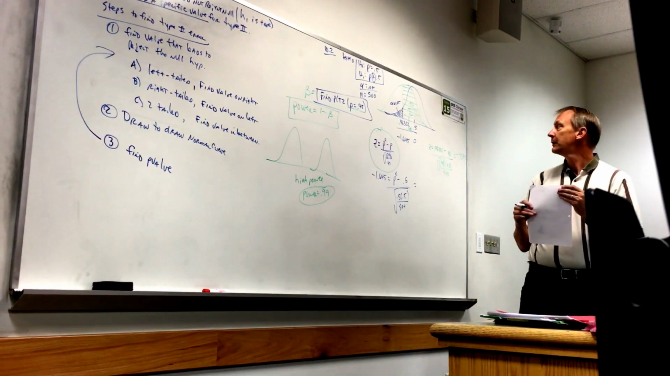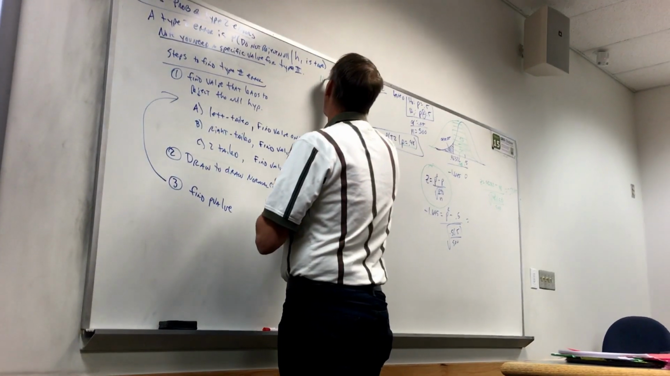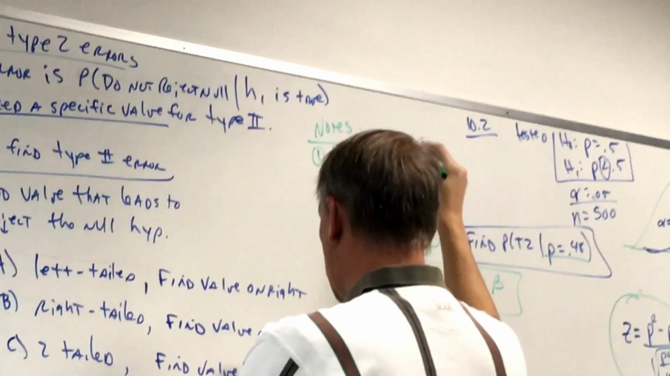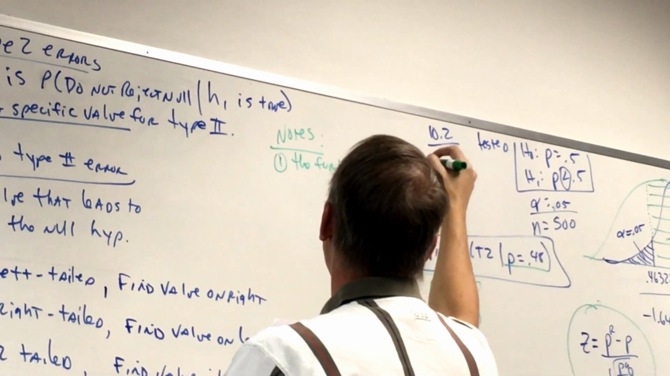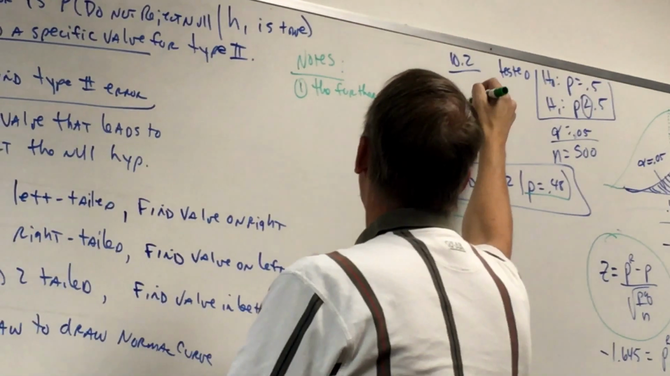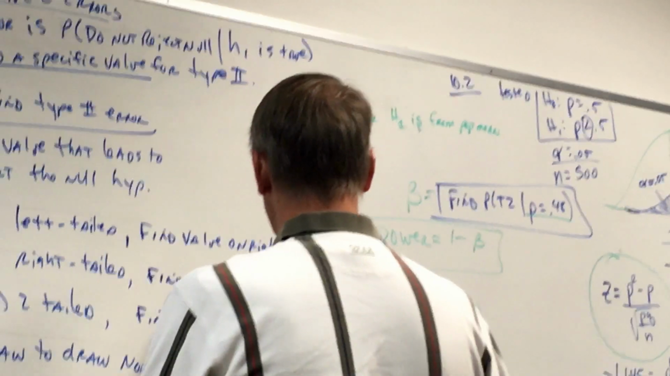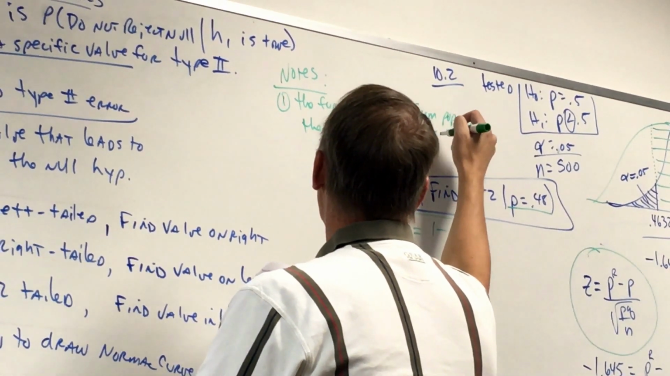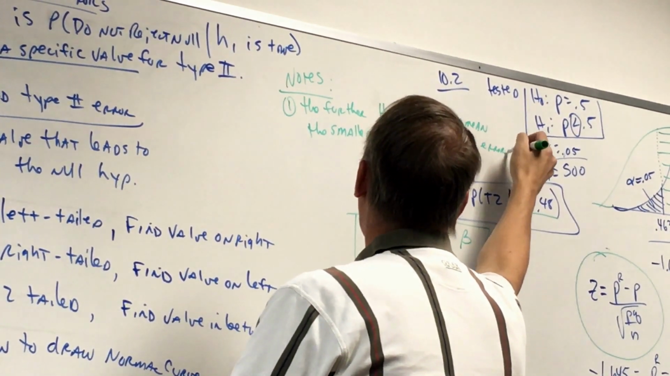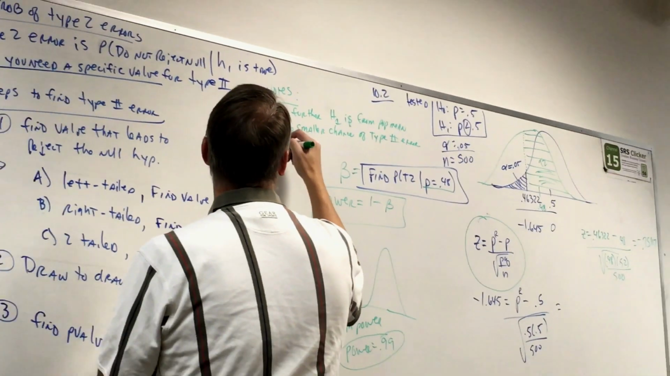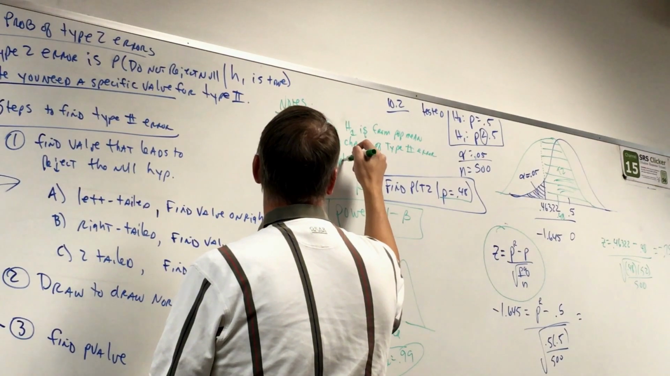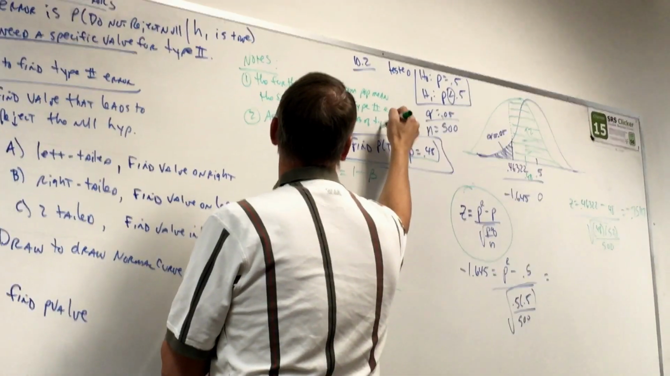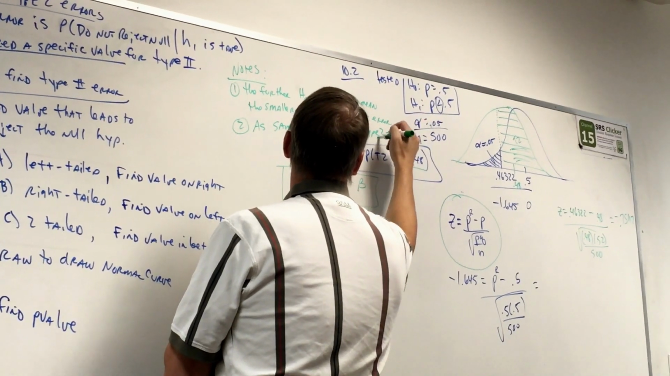Let's see, let's bring up some notes here. We're going to write these notes. The further H1 is from our population mean, the smaller your chance of a type 2 error. And also, as your sample size increases, the probability of a type 2 error decreases.